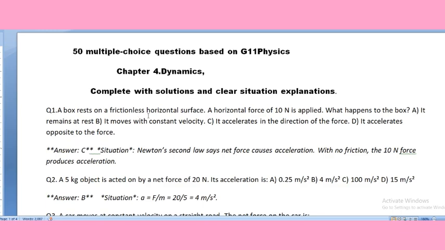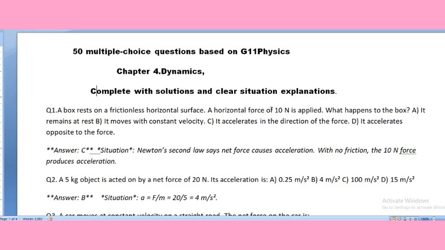So starting from the beginning, question number 1 says that a box rests on a frictionless horizontal surface. A horizontal force of 10 Newton is applied. What happens to the box? A. It remains at rest. B. It moves with a constant velocity. Choice C. It accelerates in the direction of the force. Choice D. The acceleration is opposite to the force.